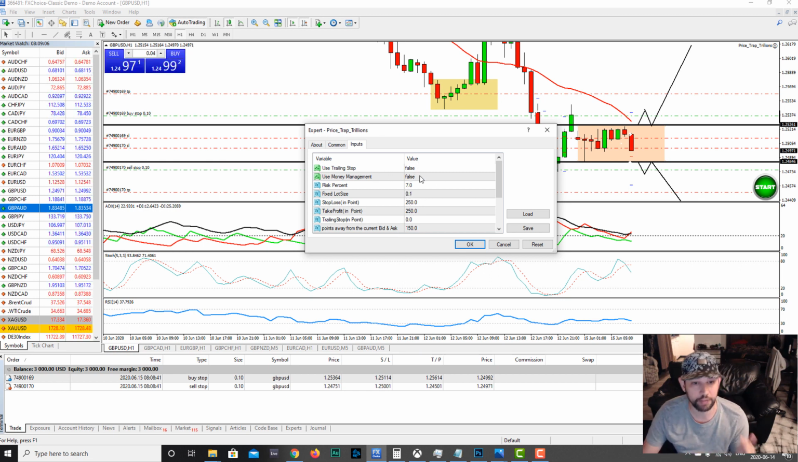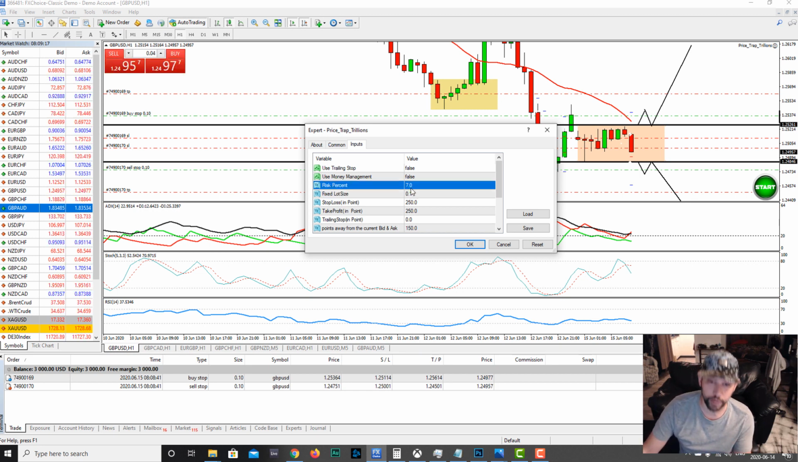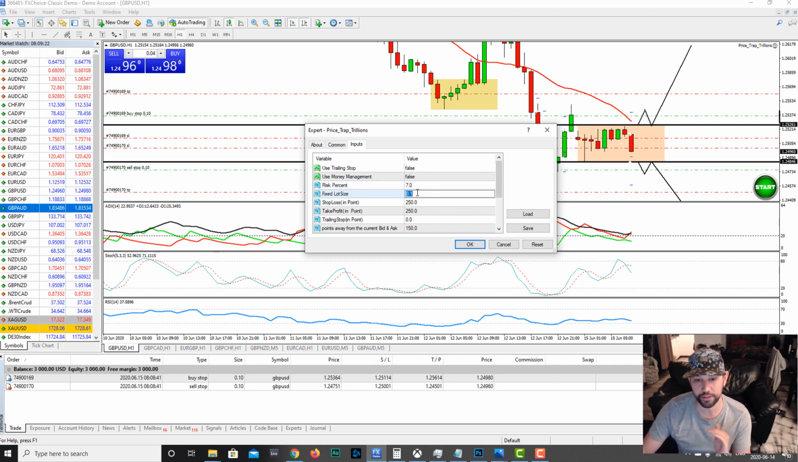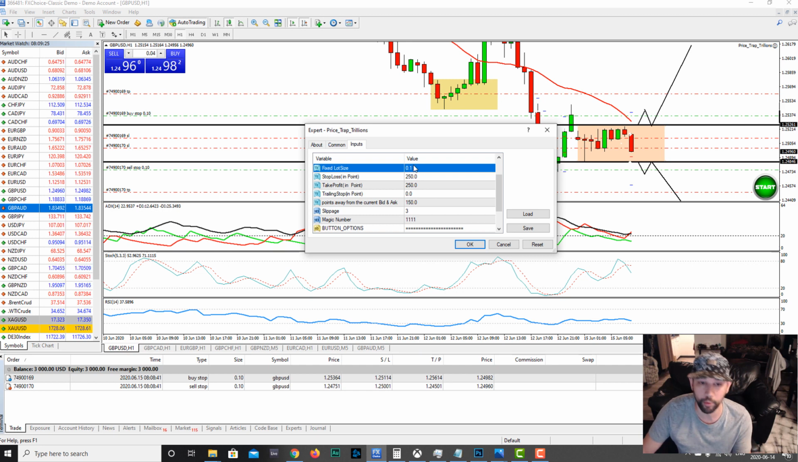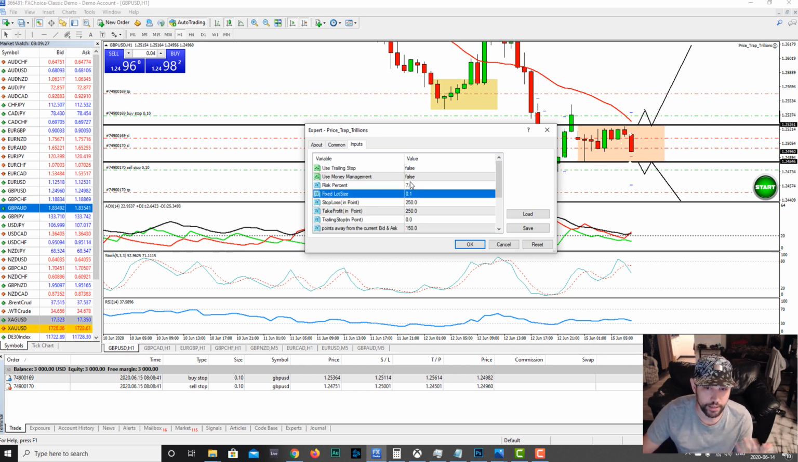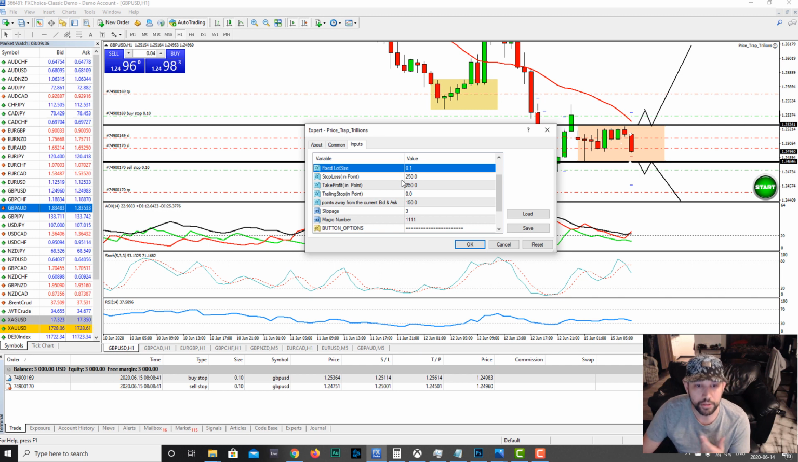So for an example, if you don't want to use a trailing stop, make sure it's set to false. If you don't want to use money management, where it calculates your lot size based on the risk percent that you want to use on your account, then put false. If you say, hey, today I want to use a 0.1 or a 0.2 lot size, and I don't want it to calculate my lot size based off of my risk management, then leave it at false and select it here. Stop loss and profit, this is in points. So in this case, I'm doing a 25 pip stop loss.